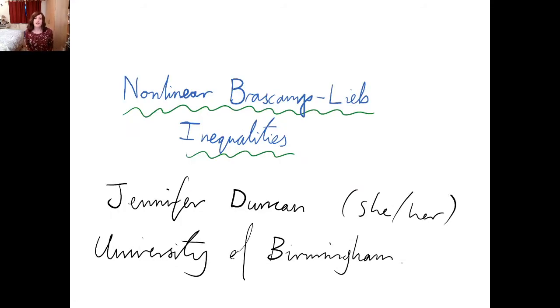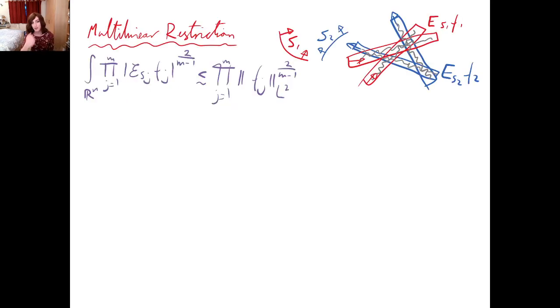I'm a PhD student at the University of Birmingham, and my research is in nonlinear Brascamp-Lieb inequalities. But before I talk about them, I just want to talk a little bit about restriction, specifically multilinear restriction. So this inequality is just an LP bound on a product of extension operators associated to some hypersurfaces Sj, applied to some L2 functions Fj.